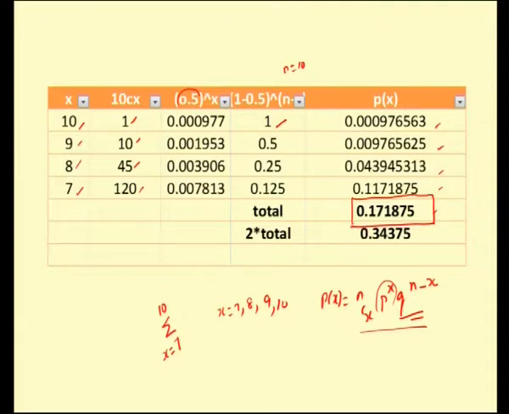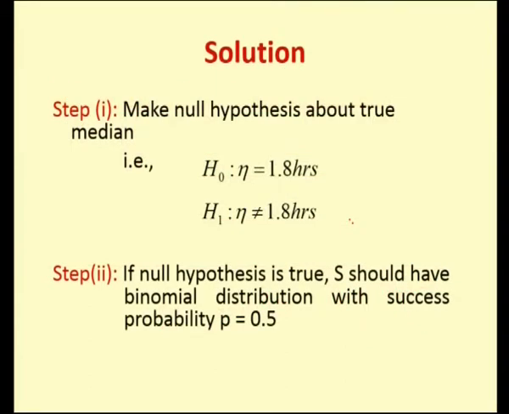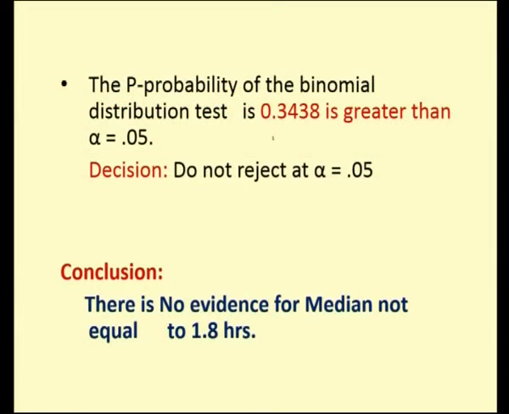Now your hypothesis is nothing but you want to check whether the number of hours is 1.8 hours against the alternative not equal to 1.8. Therefore, it is a two-tailed test. Hence, the total probability value multiplied by 2 will give you 0.34375. Here, we have found out the probability value, and you compare with your critical value alpha at 5% level.